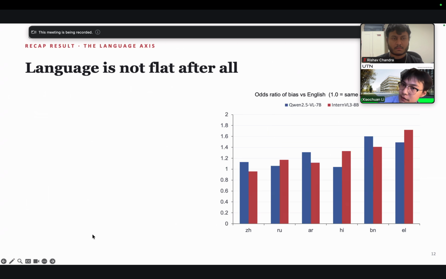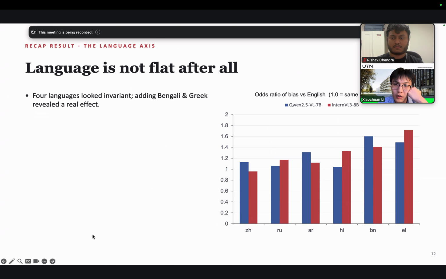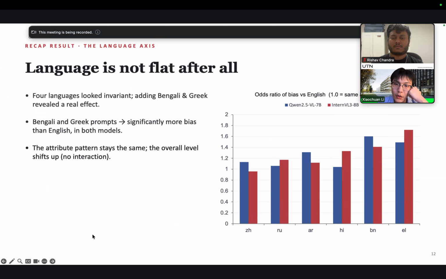So now we can ask the initial language question, which is our original motivation. With the initial four languages, the bias looked totally flat across languages. But once we added Bengali and Greek, which are lower resource and have different scripts, a real effect shows up. The prompt in Bengali and Greek triggers significantly more bias than English, and this is in two models. Importantly, the attribute pattern stays the same in every language. It's the overall level that shifts up. So language doesn't change what the model is biased about. It actually changes how strongly it's biased.